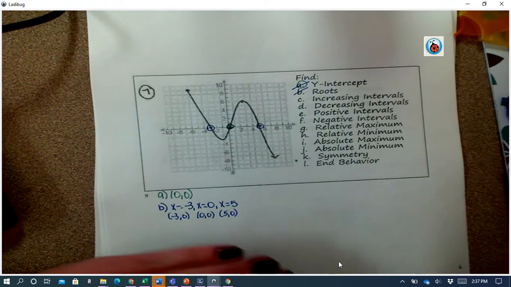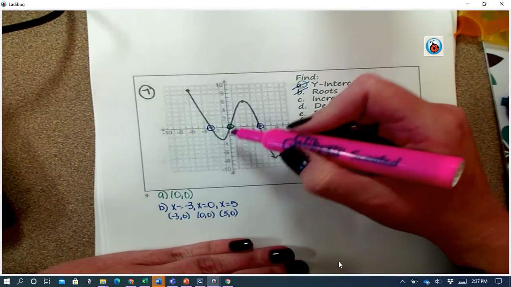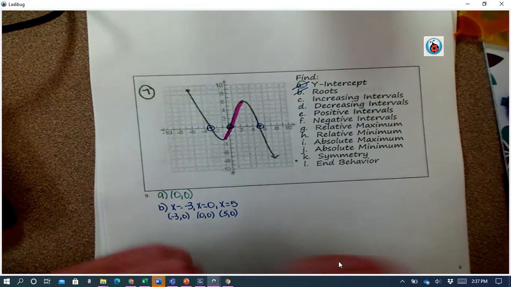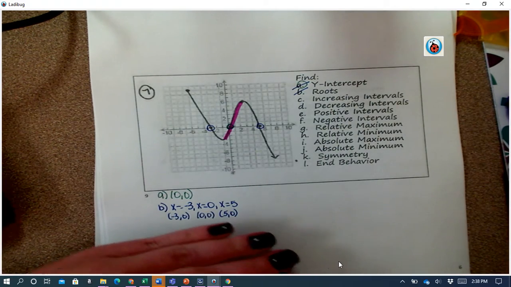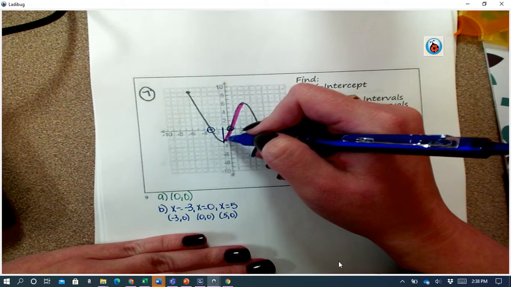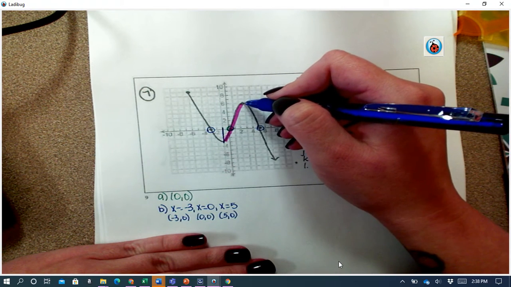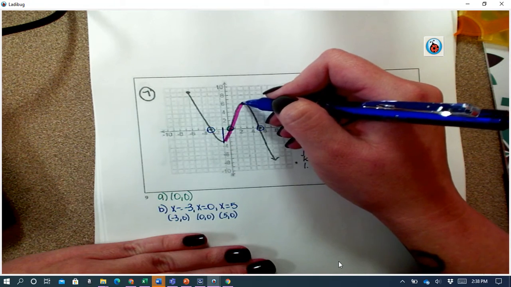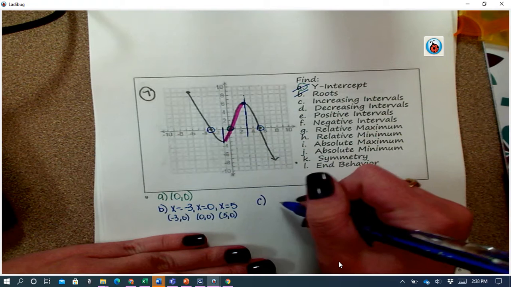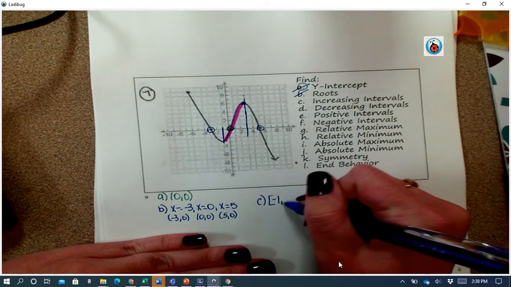Increasing intervals are any parts of the graph that have a positive slope, which would be right here. So this x value is -1, and it's positive until we get, and I'm going to cheat and say that that's right on 3. That was my intention when I drew this graph. So -1 to 3.